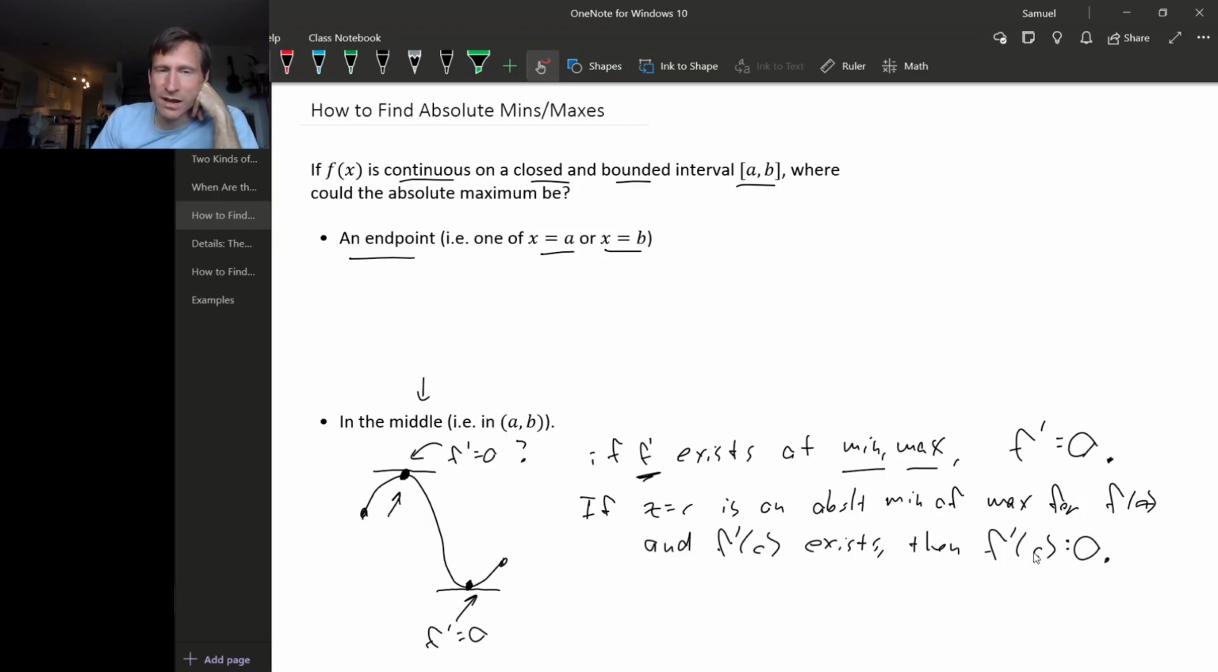So as long as the derivative exists, if we're looking for absolute minimums and maximums, we should be looking for places where the derivative is 0. Of course, if the derivative doesn't exist, there could be an absolute minimum or maximum hiding there. So if f prime of c doesn't exist, then this x value c could still be a minimum or maximum.